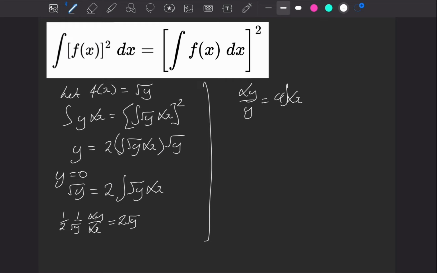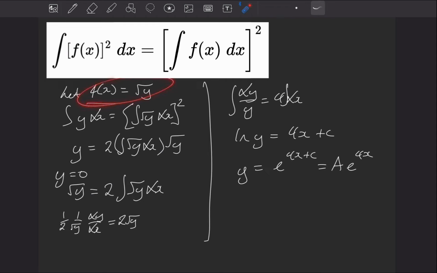Integrating both sides. Left-hand side, we'll have the log of y. Right-hand side, we'll have 4x plus a c. So altogether, y is going to be equal to e to the 4x plus c, but that plus c, we can change into another constant out the front, so e to the 4x. And then, if we remember our very first step, we need to square root this whole thing. So f of x is going to be equal to a times e to the 2x.